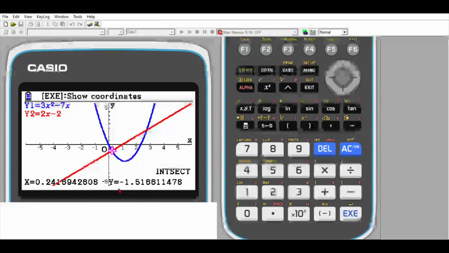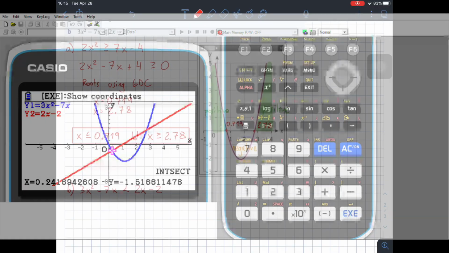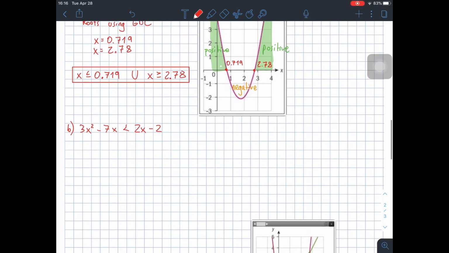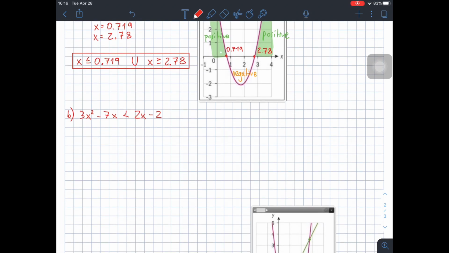So if we go back to the electronic assignment now, let me write those two values. So using GDC, let me write the steps here. Yes, using GDC, the first thing we do is graph both functions. And the second thing we do is calculate or find the intersection points.